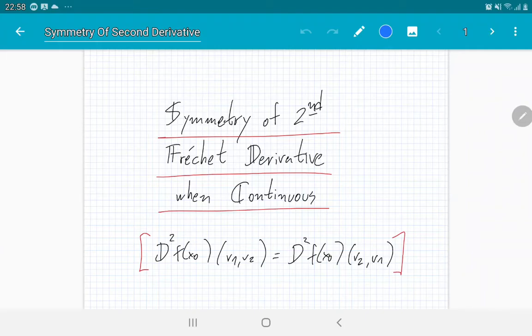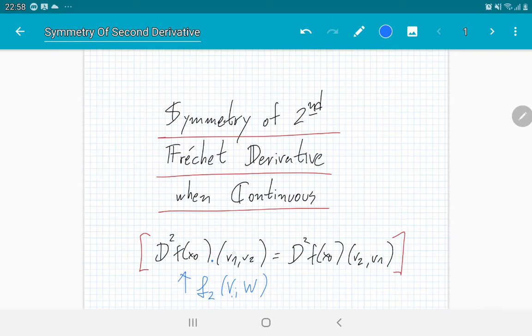So in the previous video, we defined the second, first-order derivative for function f. In this video, we're going to argue that the second derivative, which I recall is a bilinear operator from the vector space V, where the domain of f is, to the vector space W. We're going to show that this bilinear transformation is actually symmetric when it's continuous.